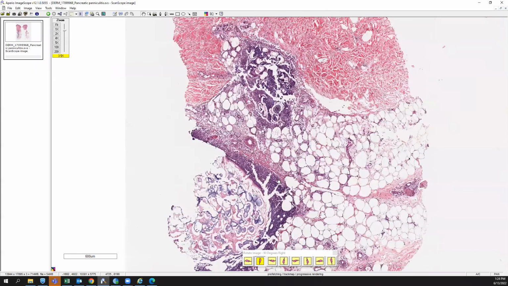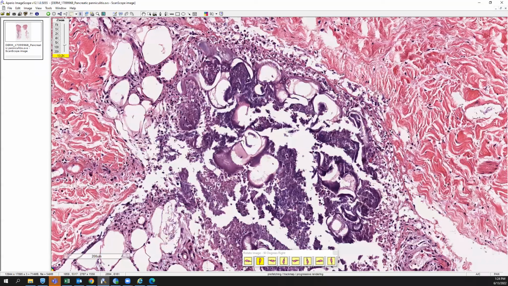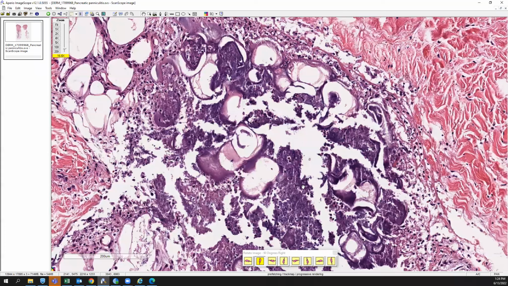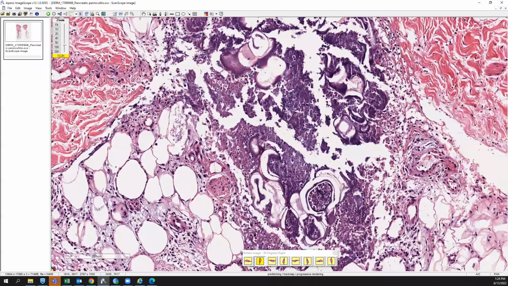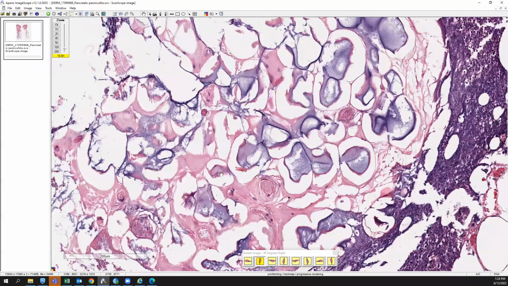And as you go in on higher power, you'll see these areas of purplish to bluish to even pinkish basophilic, amphophilic, and eosinophilic deposits. They almost look like calcium soaps. And when you see this type of panniculitis, you're forming these large saponified calcium soap-like areas. What you have here is a pancreatic panniculitis.